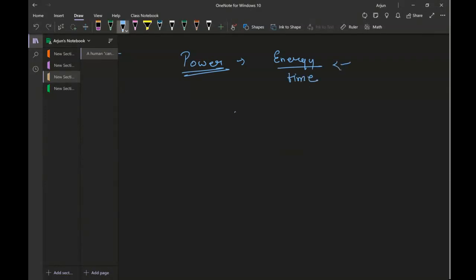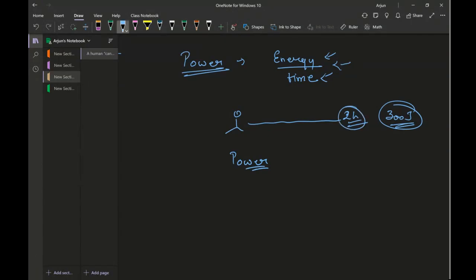So let's say I'm running 2 kilometers, for 2 hours, and I end up spending 300 joules of energy. Just a random number I'm taking. So I wanted to find out how much power I spent. Power will be equal to, as I said, energy spent per unit time. So this 300 joules I end up spending by jogging for 2 hours.